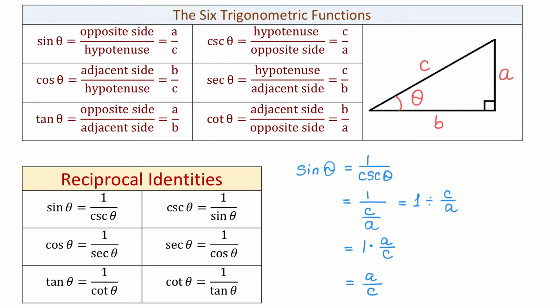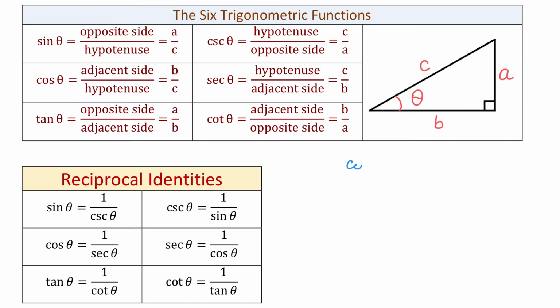The next trigonometric function in this table is cosine of theta. By definition, cosine of theta is the adjacent side divided by hypotenuse. That is B divided by C. To the right, we have the secant function, and secant is the reciprocal of cosine. So if cosine is B over C, secant is C over B. Then the next reciprocal identities are cosine of theta is 1 over secant of theta, and secant of theta is 1 over cosine of theta.